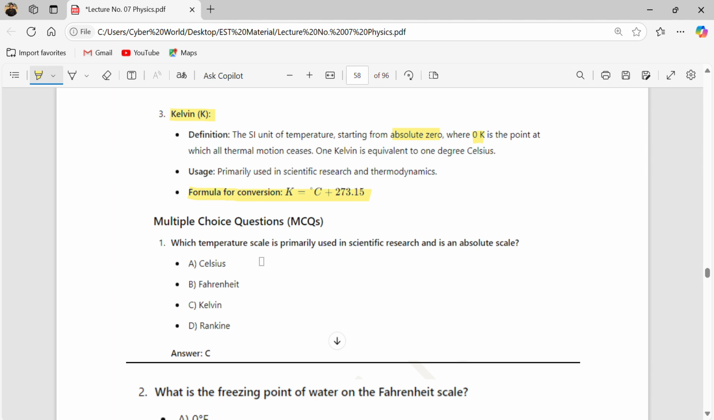Which temperature scale is primarily used in scientific research as an absolute scale? As I mentioned before, the only scale which is used as an absolute is the Kelvin. Whereas Celsius, Fahrenheit, Kelvin, all these are units of temperature, but the most absolute scale in scientific notation in SI units is the Kelvin. So the unit of temperature is Kelvin.